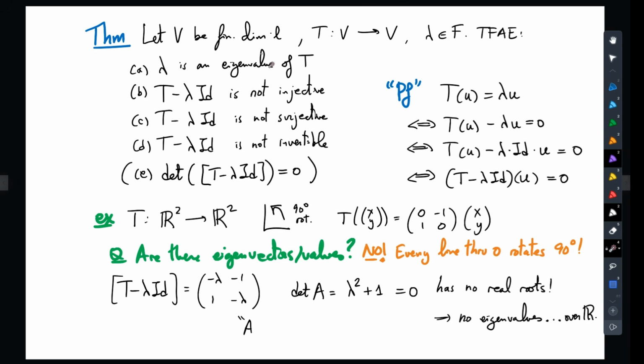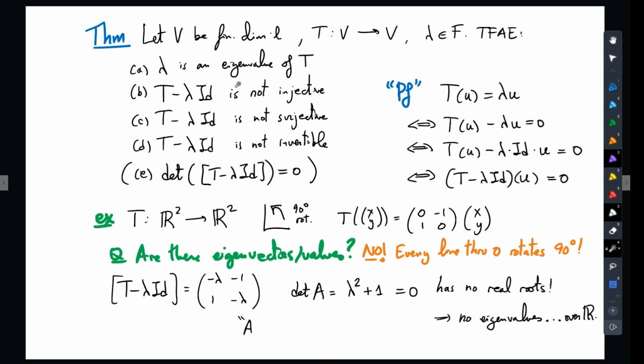So this theorem is going to tell us exactly how to find them. Let V be a finite dimensional vector space, and T from V to V be a linear operator, a linear map from V to V, and suppose lambda is just some number in the field F. Then the following are equivalent.